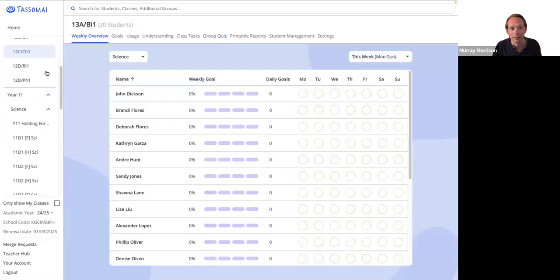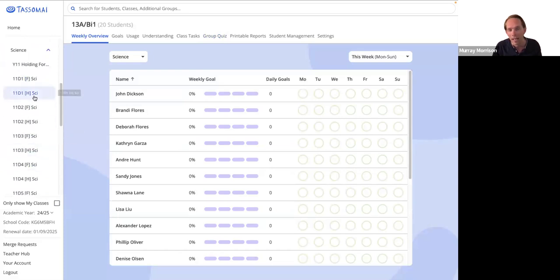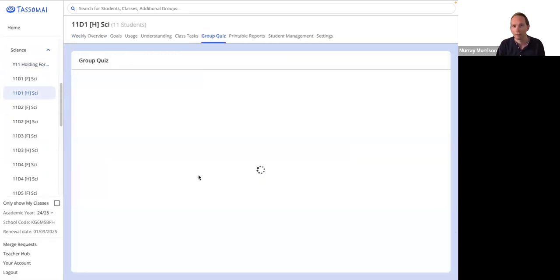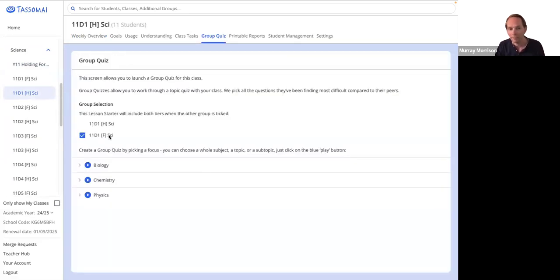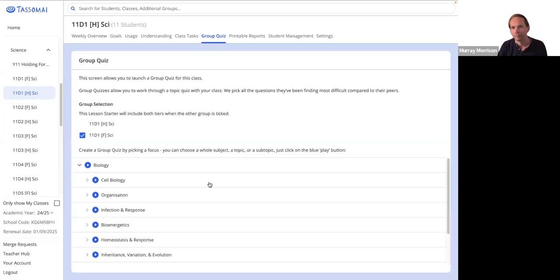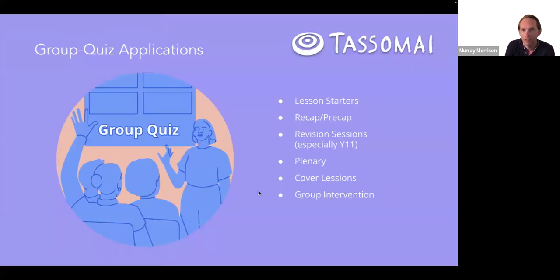There's some year 13s. Let's go year 11 science. Now I can see all those classes and I'm covering for my colleague doing top set. I can go there and launch a group quiz for the whole set, and run some lessons as troubleshooting. So you could say, I'm off, I've got to invigilate an exam. Could you please log into your Tassomai for my class and do a group quiz on waves, do a group quiz on cell biology? Great.